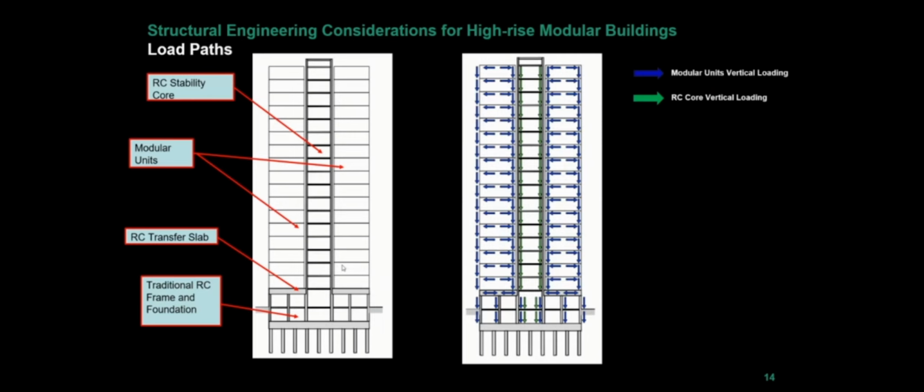So when you're looking at load paths, they are a bit different than a traditional building. You can see on the right-hand side there that the module vertical loads go straight down the modular posts down to the transfer level. And inside your core, you've only got the self-weight of the core. So the dead weight of the building is not applied to the main stability element until below transfer level, where you can see the green and blue arrows joined together at the base.